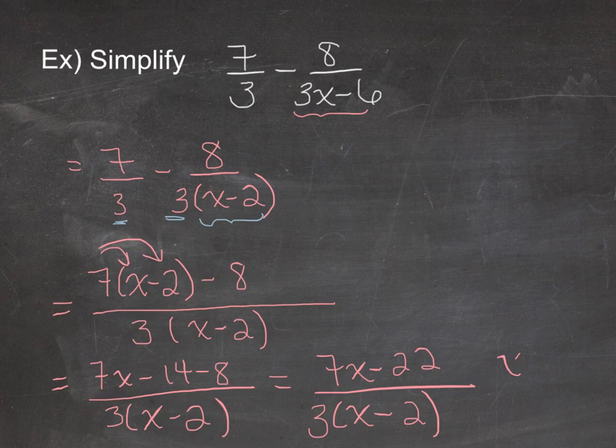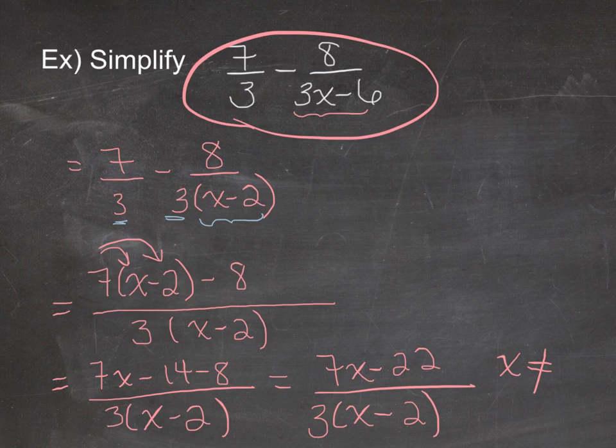Okay, and then again, my non-permissible values, so x could not be equal to, if I go back up to my original expression here, or I can go to where I factored it, so as long as it's before I canceled anything out. Then I see here the only non-permissible value I have for x is 2, so x cannot be 2. Okay, and one more example.